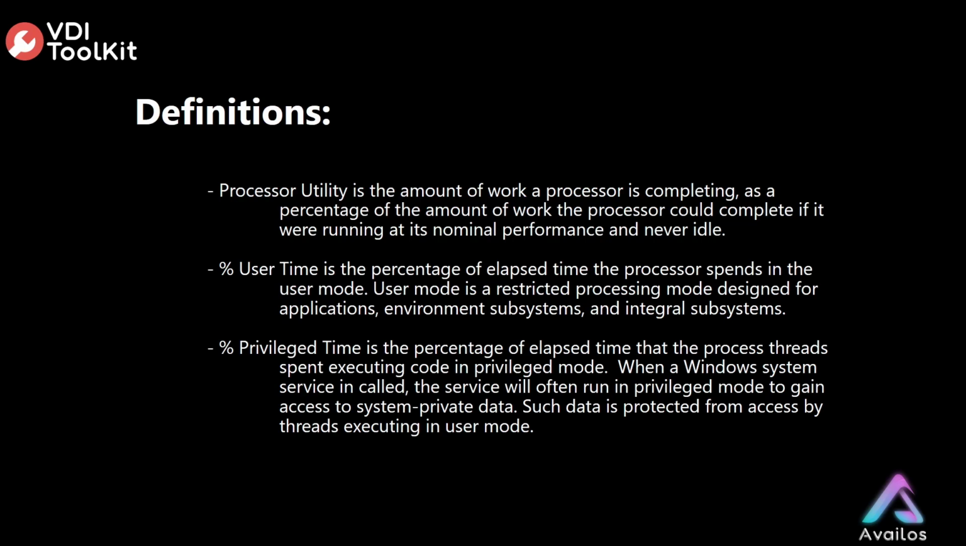Then we have privilege time, which is the percentage of elapsed time that the process threads spent executing code in privilege mode. When a Windows system service is called, the service will often run in privilege mode to gain access to subsystem private data. Such data is protected from access by threads executing in user mode.